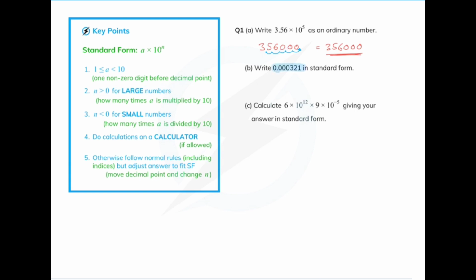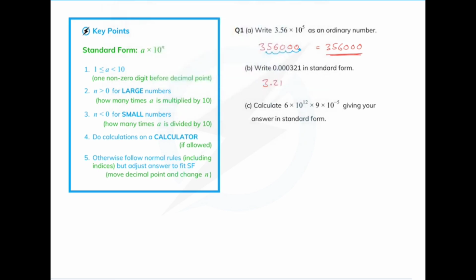Now this is a very small number, it's less than 1, much less than 1, and so we're expecting n to be less than 0. And we are indeed going to divide by 10 a lot. Now, the first non-zero number is 3 in this one, so our A, the bit at the beginning of standard form, is going to be 3.21.